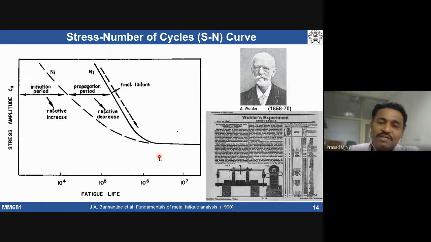In case of non-ferrous materials, we usually fix the fatigue life. We take 5 into 10 power 8 cycles. For that given 5 into 10 power 8 cycles, what is the stress amplitude? That stress amplitude is considered as the fatigue limit for non-ferrous materials. So this is an important property. Fatigue limit is an important property that can be deduced from the SN curve.